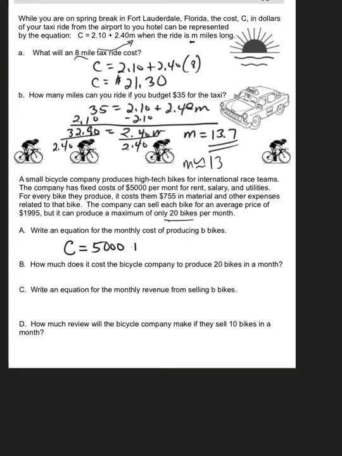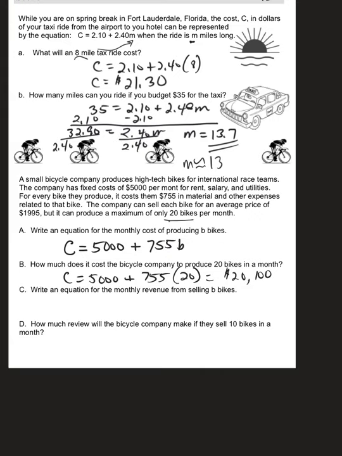And then if we are looking at each bike, it is going to cost $755 in materials. So I'm going to multiply that by B, and this is just representing the costs. So for B, it asks how much does it cost the bike company to produce 20 bikes in a month. I'm going to use that formula we just built, substitute 20 in for B. If I put this in my calculator and simplify it, I would get $20,100.